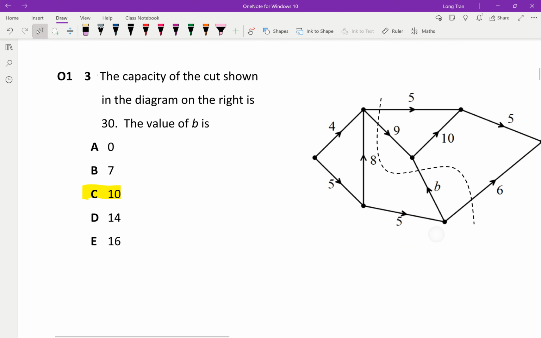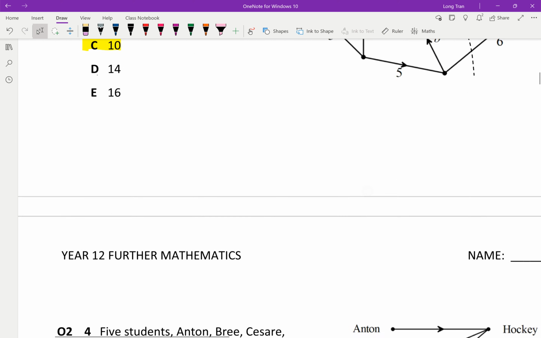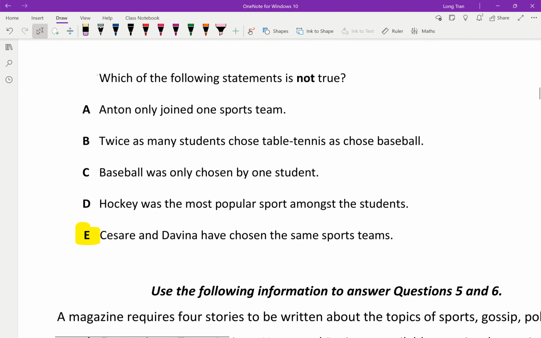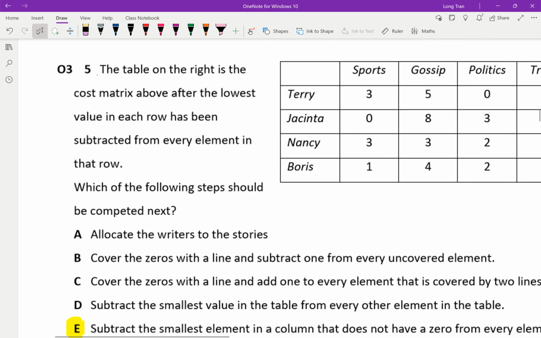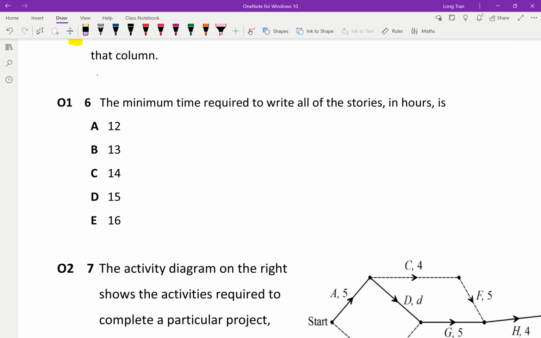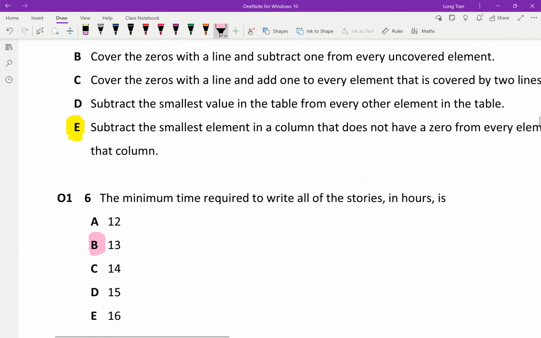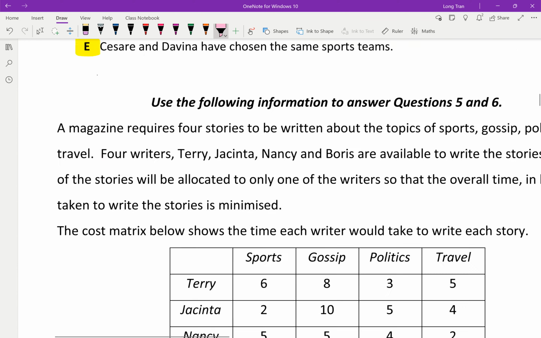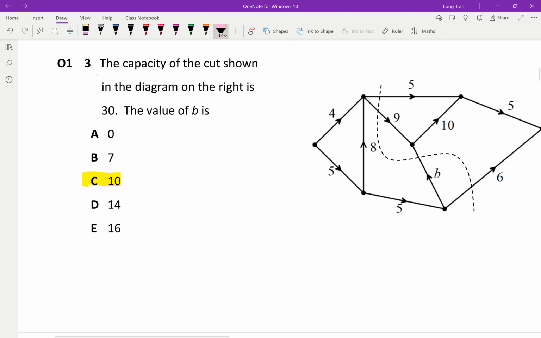All right, let's have a look at question 3. The capacity of the cut shown in the diagram on the right is 30. Wait, I just remember question 6 was a mistake. I remember they had an error in the solution. It should be B, actually. My bad for those who were a bit confused there. The answer should be B. Let's go back.